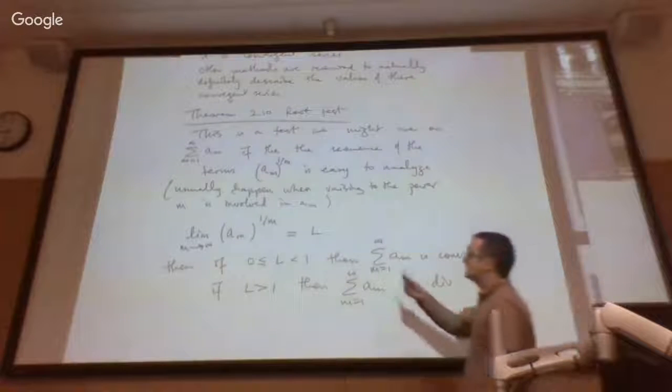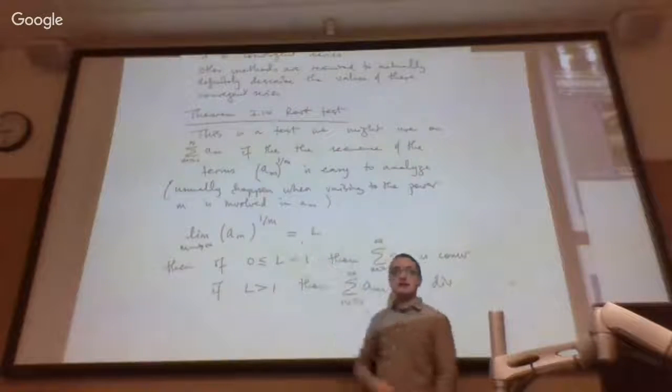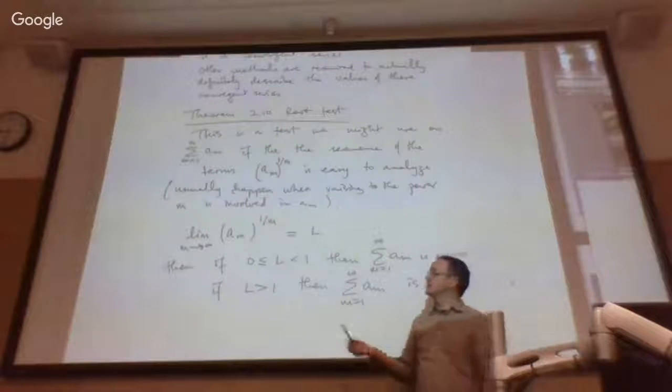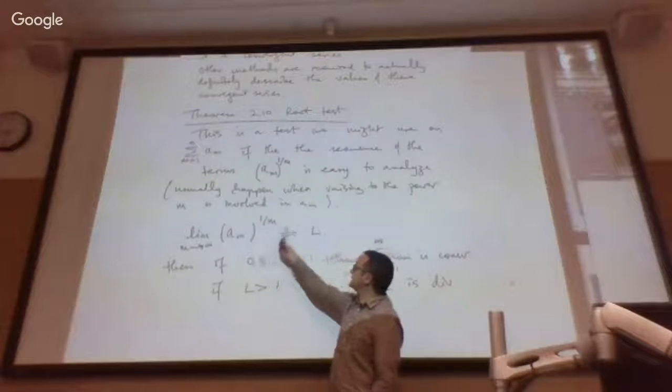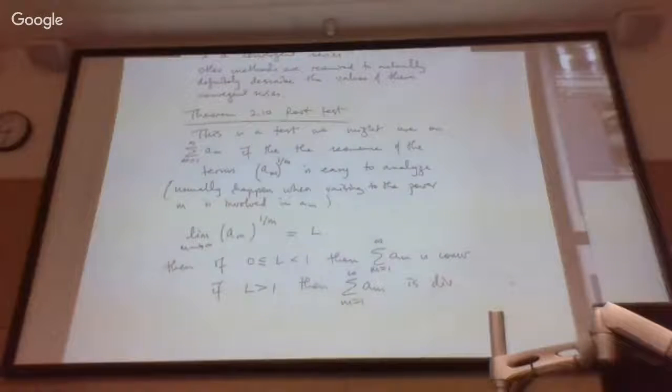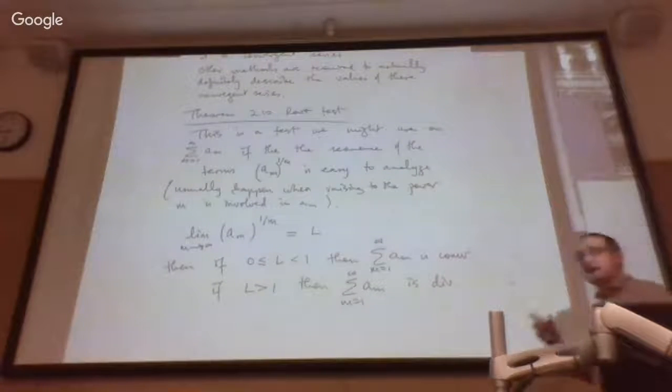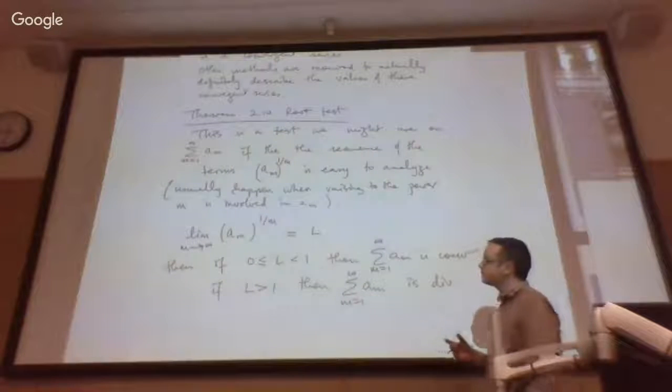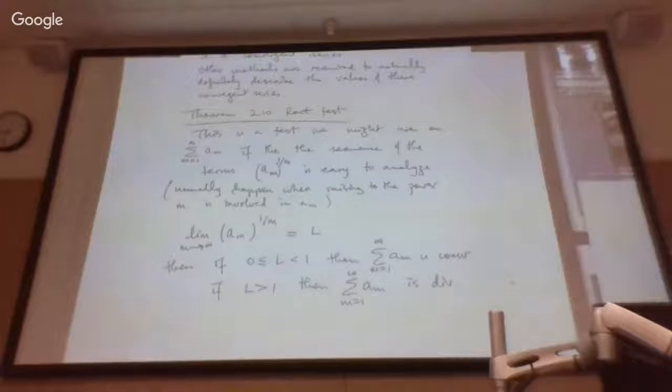Because if you can establish this limit L, that means in the long run, the terms of our series are acting like L raised to the power n. If this limit L exists, eventually the term a_n will be very, very well approximated by L to the power n. But now the series, the sum of L to the power n, that's a geometric series. Each term is this fixed multiple L of the previous term.